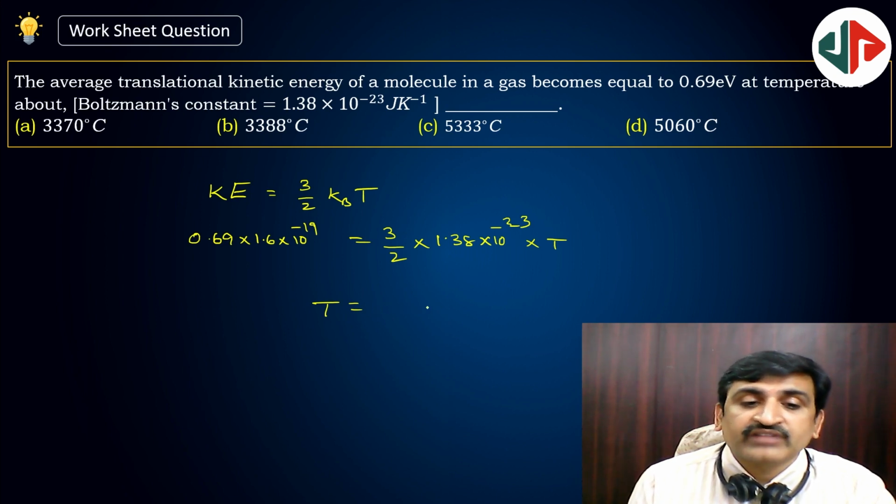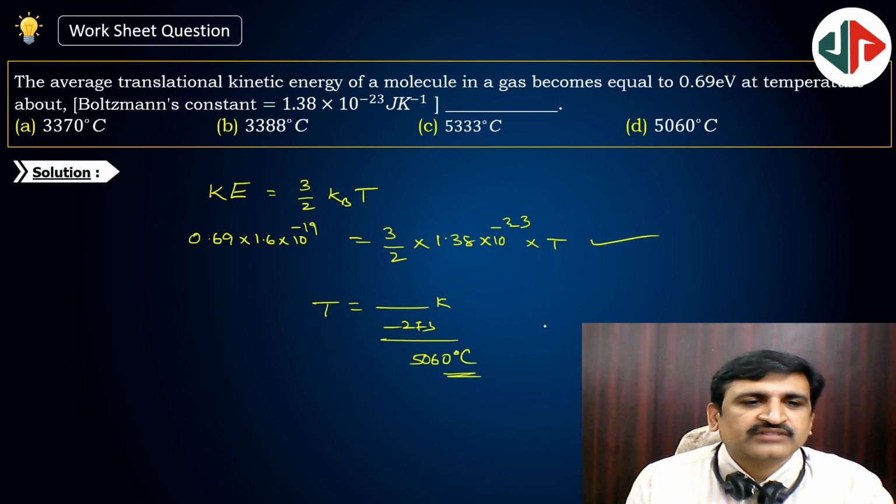So you need to convert. You will get the temperature in Kelvin, minus 273, and so roughly you may get 5060, as per the value I calculated. I don't want to waste the time. This is the logic. Next.